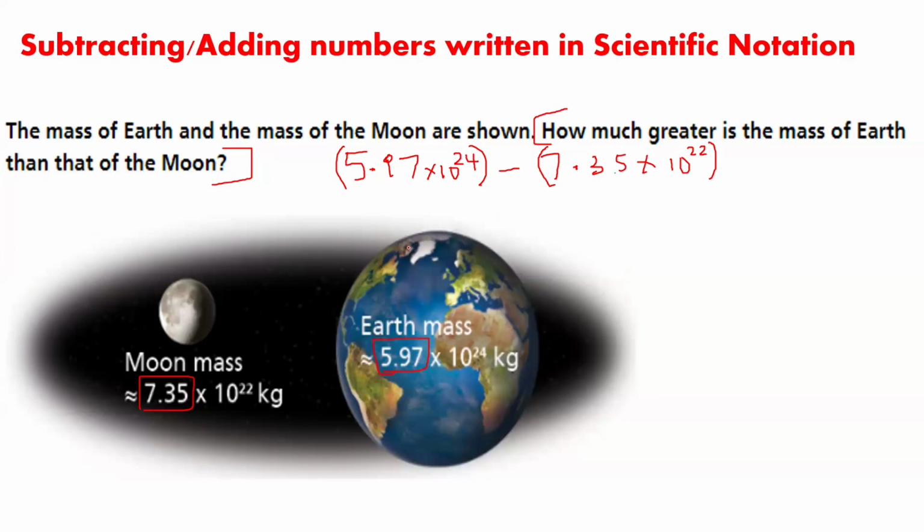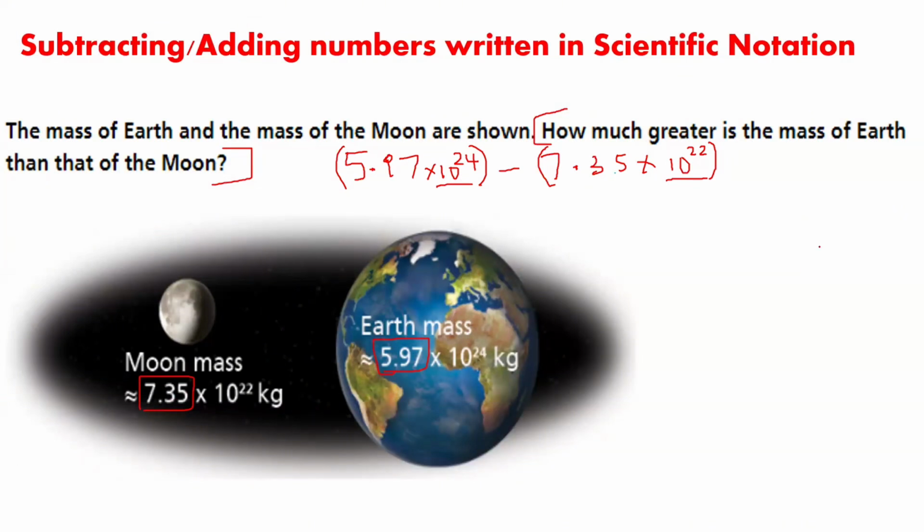In subtracting or adding numbers written in scientific notation, the rules for both operations are the same. Rule number 1, you check the powers of 10. So these are our powers of 10. If they are not the same, you need to make them the same. This is simply saying, looking at the exponent, if the exponents are different, then you need to make them the same. In this case, they are different. We have one exponent to be 24 and we have another one to be 22. So we're either going to make both of them 24 or 22. Whichever one you want to increase or decrease, the answer should be the same.